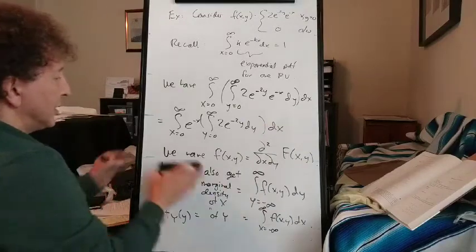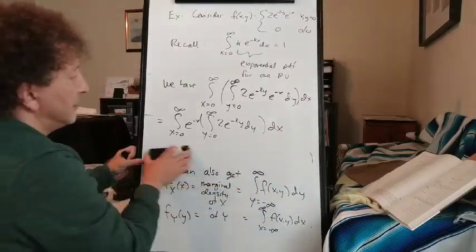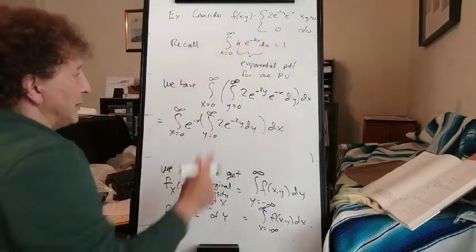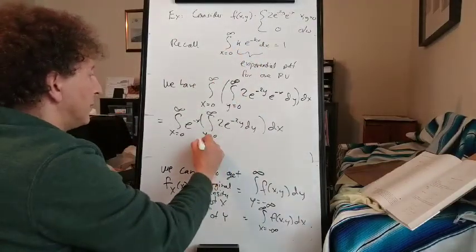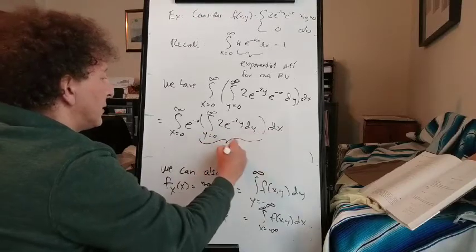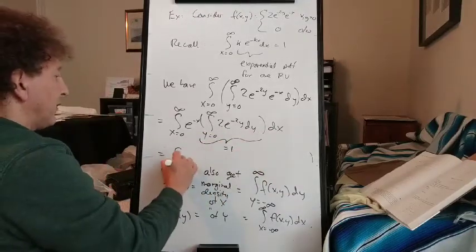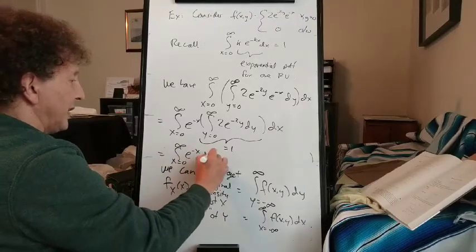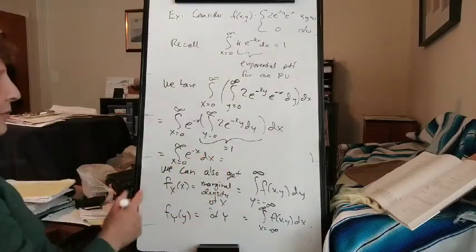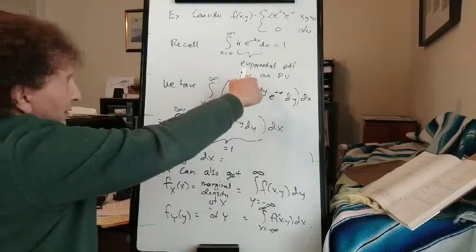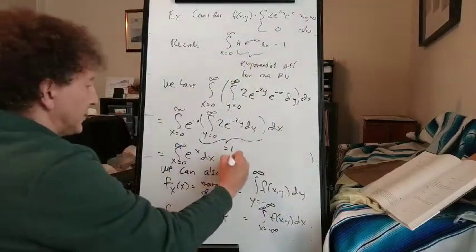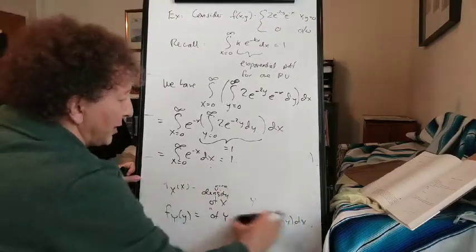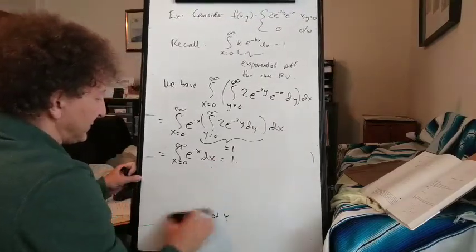dx. Alright, now what's in parentheses here is just an exponential probability density function. So we know that that is 1. So that leaves us with the integral as x goes from 0 to infinity of e to the negative x dx. And that's another exponential probability density function with k equals 1. So that's 1. Alright, so this is a two-variable probability density function.